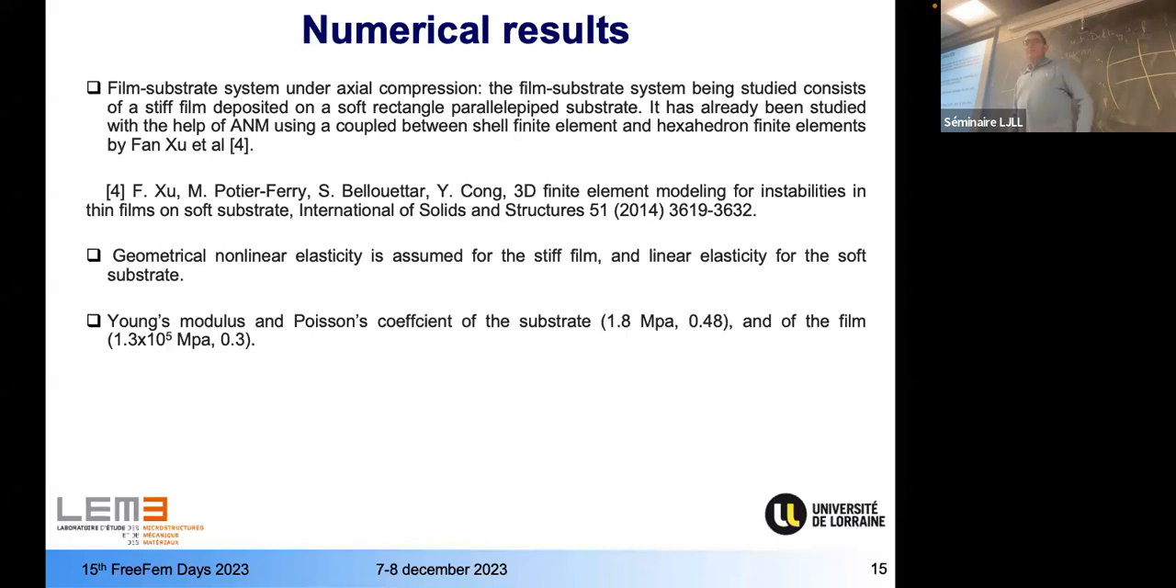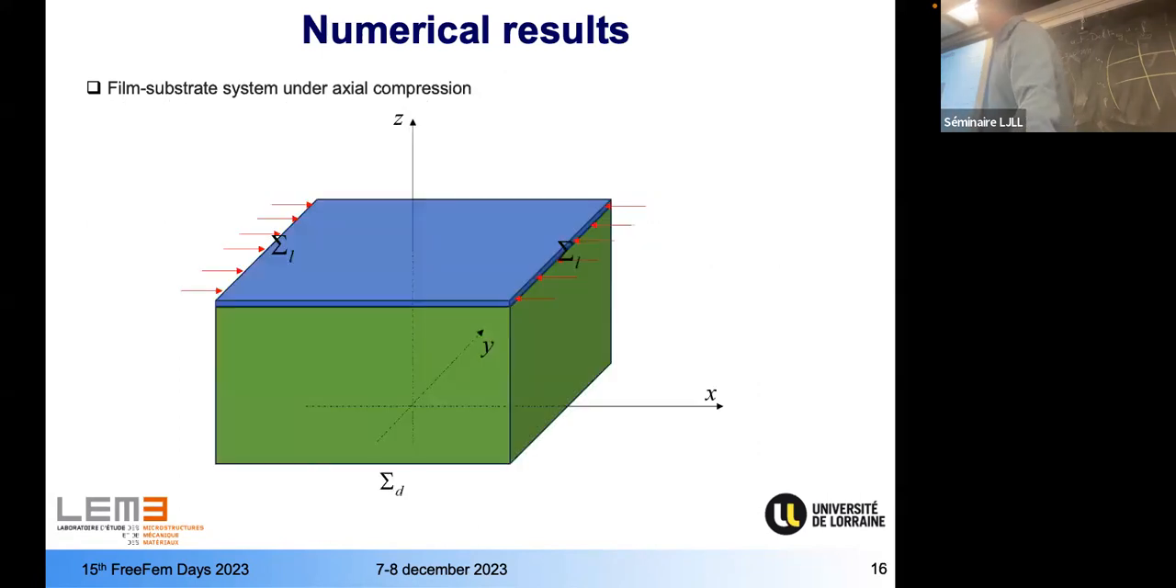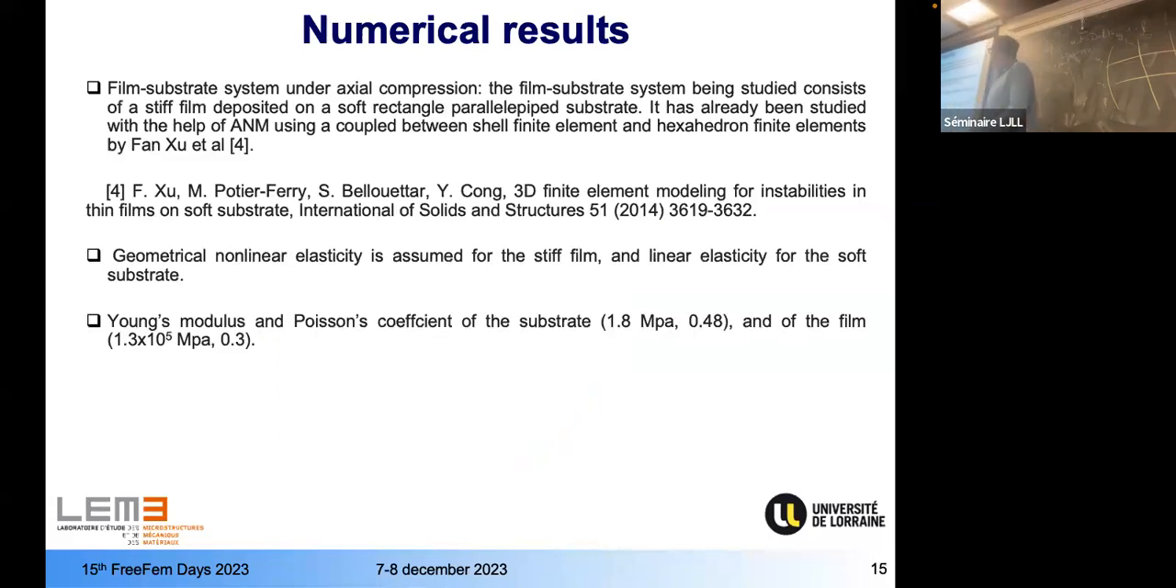So these are interesting results about wrinkles in film substrate. The film substrate system under axial compression. So you take this parallelepiped, here the divide, so you have a film here deposited on the substrate. The film is stiff, and the substrate is compliant. There is previous work from Fang Xu, so we assume geometrically non-linear elasticity for the stiff film and linear elasticity for the substrate. So these are the Young moduli. You can see a big difference between the film and the substrate.